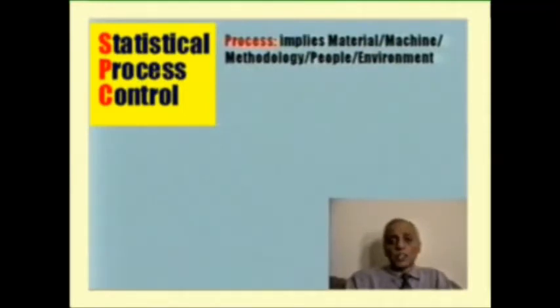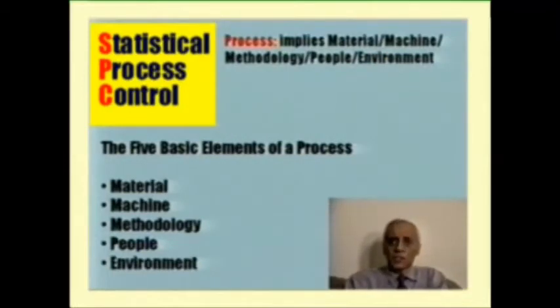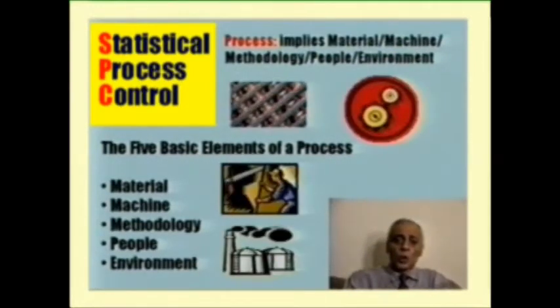As I mentioned earlier, process implies material, machine, methodology, people, many elements. The 5 basic elements that typically describe a process are the ones that are listed here. Material, machine, method, people, environment. I may add energy. And a process can be as simple as one of these or 2 or more of these. Okay? If you are in the manufacturing environment, everything that has to do with this environment is a process.